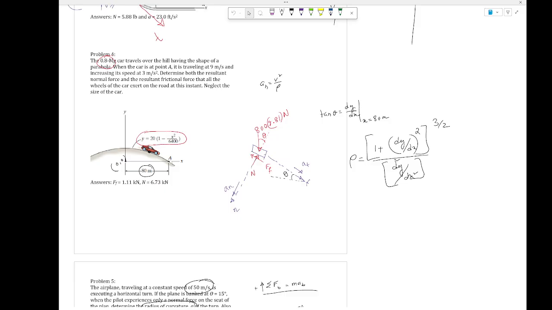Is the mu k given? No, mu k is not given, but the friction force is what you have to find. You don't need mu k. But you do have the friction force and the normal force, and this 800 value given. 800 is probably the weight of the car, right? Yes, 0.8 megagram. 0.8 megagram means 800 kg.